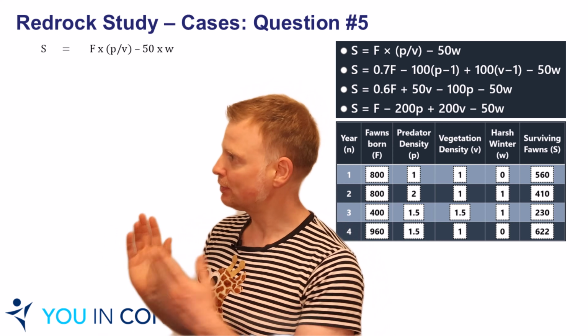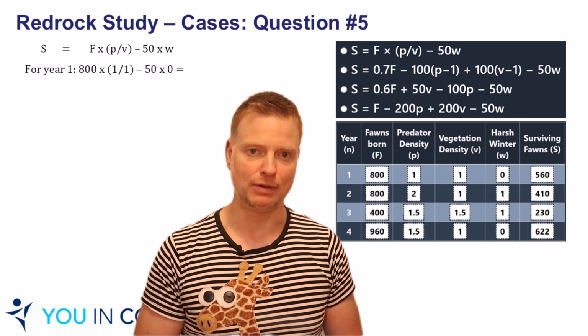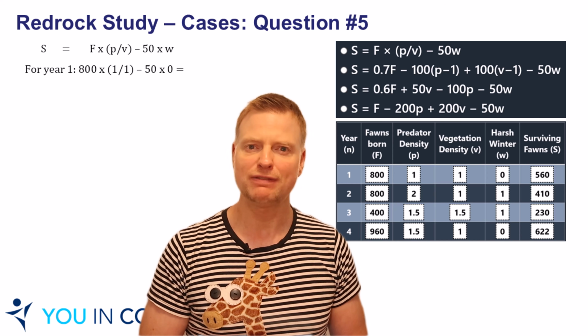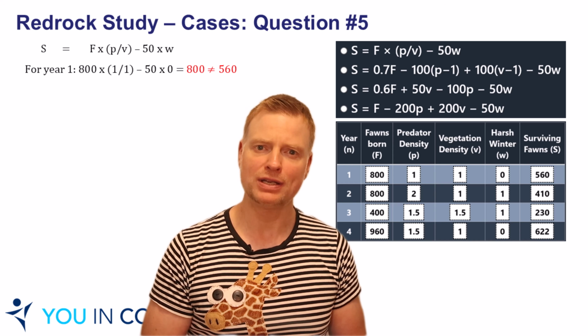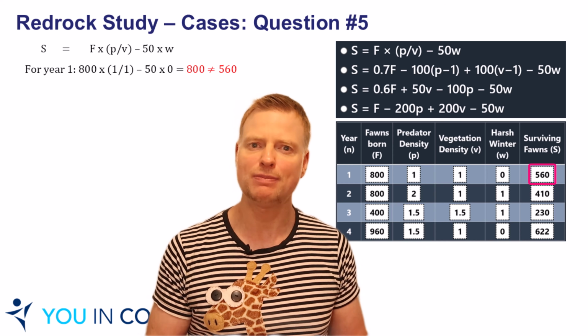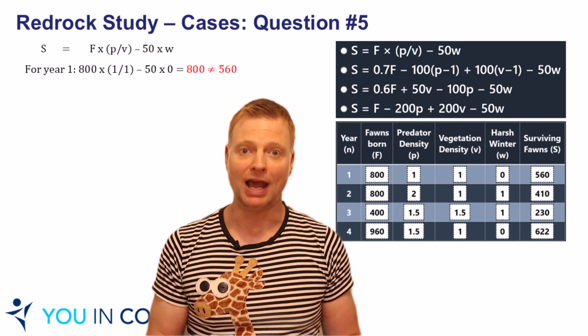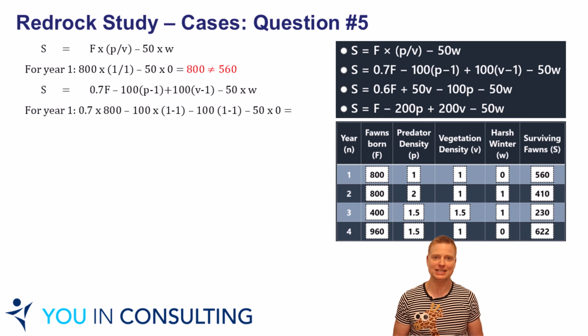I copy the first equation and then plug in the year 1 values from the data table. When you do this, you see that the result that comes out is 800. However, in year 1, s should be equal to 560. We can now already eliminate the first answer. I copy in the second equation. If we plug in again the year 1 values, we find that s is equal to 560, so we cannot yet rule out the second equation.